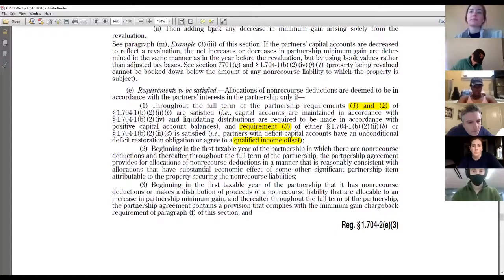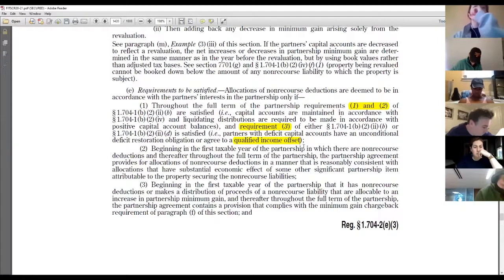G, the general test is teed up. 4 applies for L. The alternate effect test applies because the first 2 of the big 3, and the partnership agreement has the QIO. Okay, and that's, again, looking at the agreement. You got to be teed up for the substantial economic effect safe harbor.